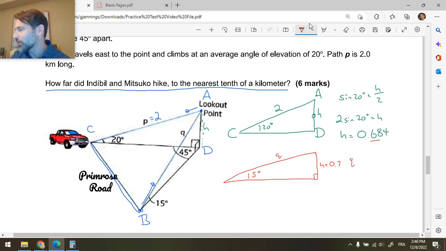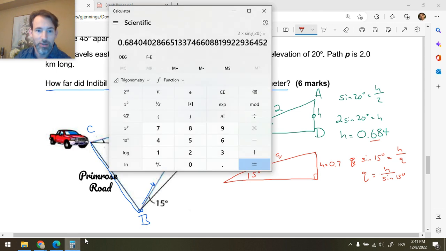Q is, well, we're not going to do that yet. Sine of 15 degrees is equal to H over Q. So if I have Q as equal to H over sine 15 degrees, that'll do to find Q. So let's go ahead and do that.